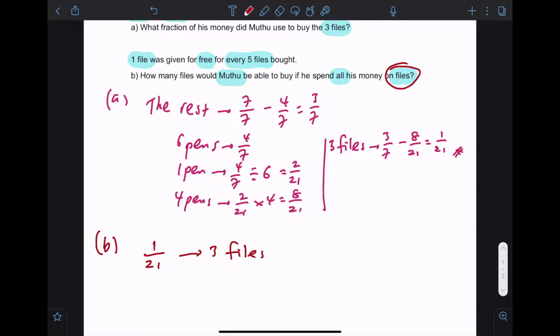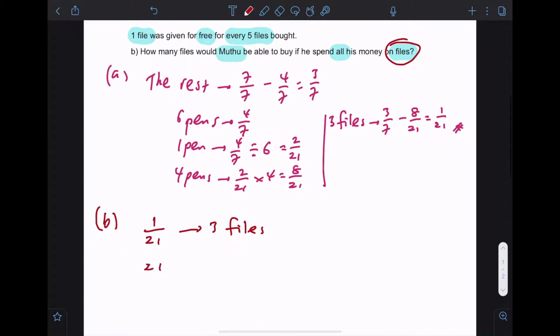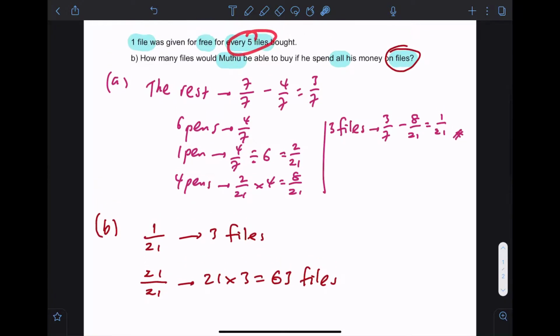So what you just need to do here is to find the entire amount of his money, what's 1 whole of his money. 21 times 3. It's like a unitary method. You'll be able to buy 63 files. Okay? But remember, friends, for every 5 files you buy, you get 1 free.